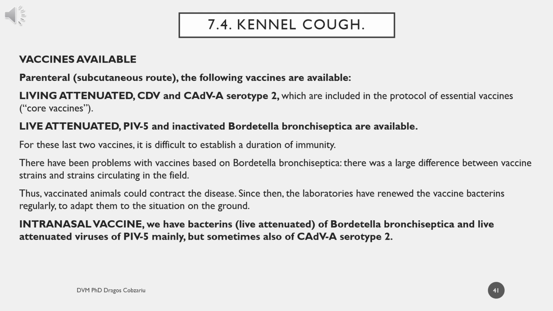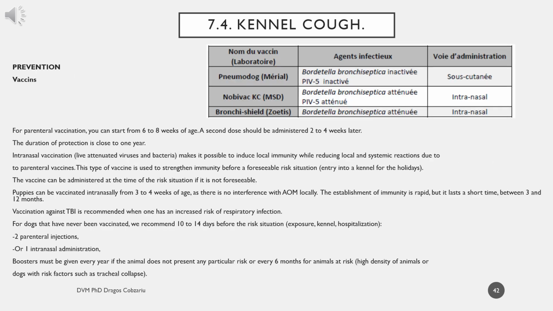Intranasal vaccine: we have bacterians, live attenuated, of Bordetella bronchoseptica and live attenuated viruses of PIV5 mainly, but sometimes also of CADV-A serotype 2. For parenteral vaccination, you can start from 6 to 8 weeks of age. A second dose should be administered 2 to 4 weeks later. The duration of protection is close to 1 year.